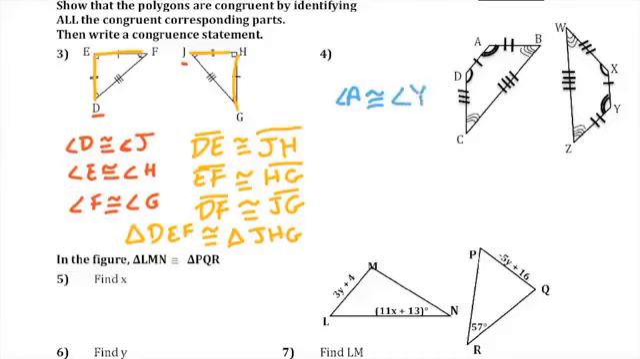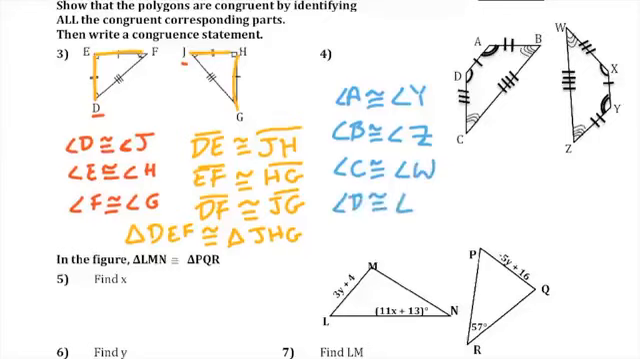Then I make my way around. So now angle B is congruent to angle, this one has 4Z. And then I have angle C is congruent to angle W. And then angle D is congruent to angle X. Now we're going to do the segments.